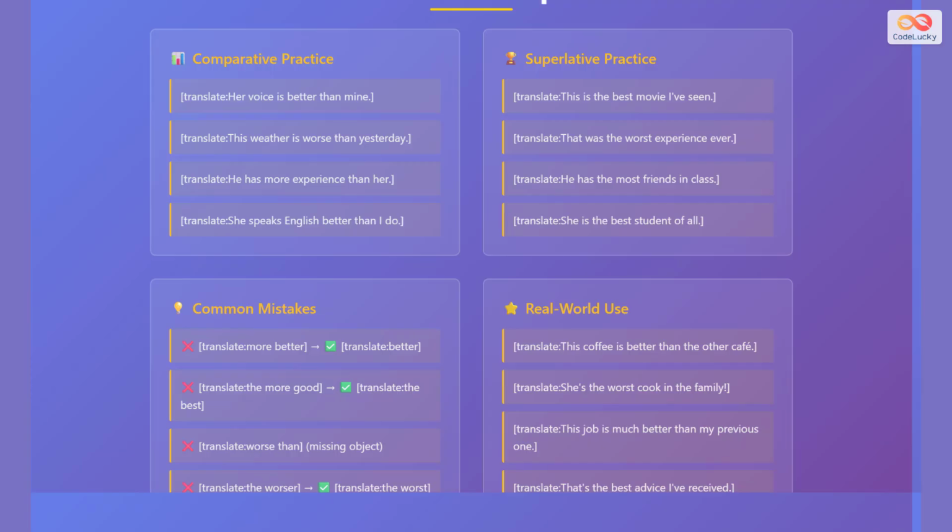Common mistakes to avoid: don't say more better, say better. Don't say the more good, say the best. Don't say the worser, say the worst.